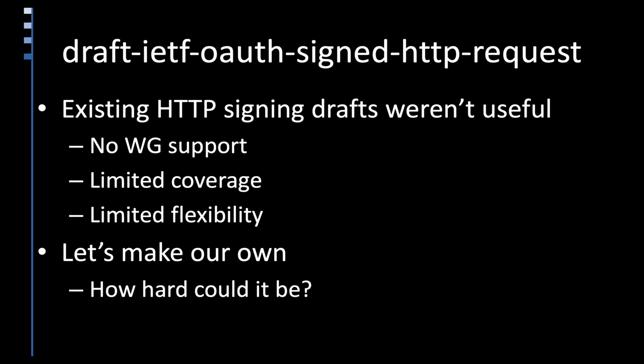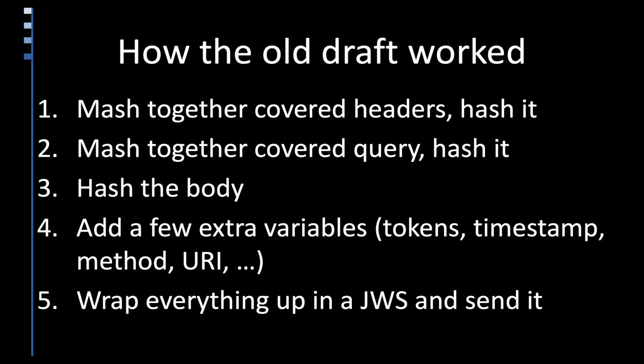Turns out that it's really hard to sign an HTTP request. The way that the old draft in the OAuth group worked, which was its own custom signing mechanism, is that you take a bunch of headers, you mash those together, and you hash that, and you mash the query components together and hash that, and then you hash the body. And then you throw in a couple of extra variables for token values and timestamps and HTTP message components. And then you wrap everything up in a JOSE web signature, and then you send that signature alongside the token itself.